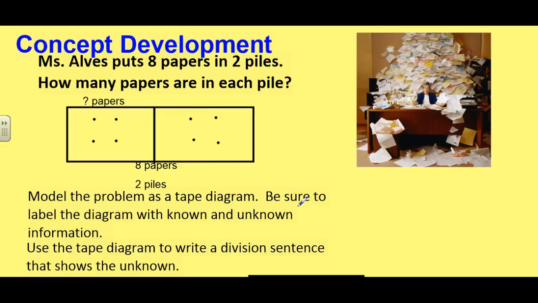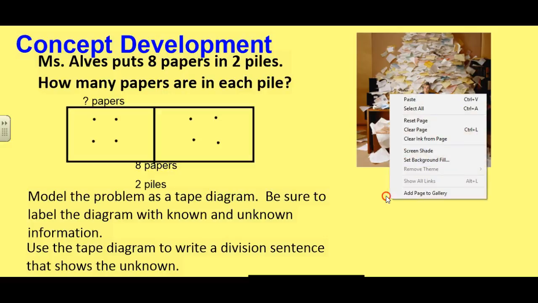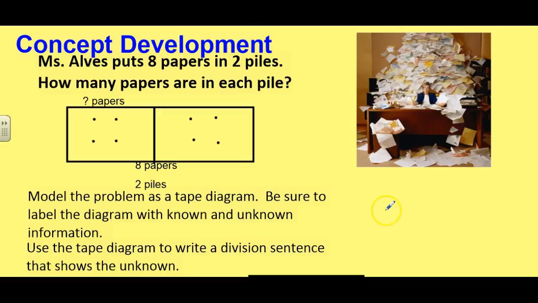Okay? Now we're going to use the tape diagram like it says right here, and we're going to write a division sentence that shows the unknown, and now we know the unknown, which was how many papers were in each pile. Now we know that there are 4 papers in each pile. But remember, when we're writing a division sentence we always start with the total, so we knew that there was going to be 8 papers total, so I want you to write 8, and then we knew that there were 2 different piles, so it's 8 divided by 2, and we know from solving it that there were 4 papers in each pile, so 8 divided by 2 gave us 4, and that solves the problem.